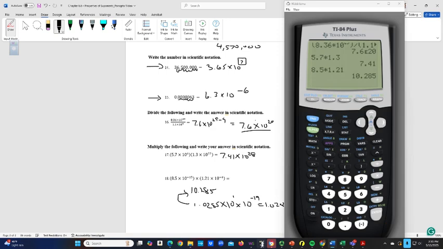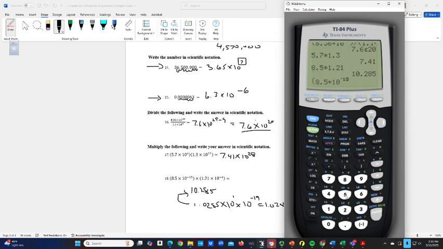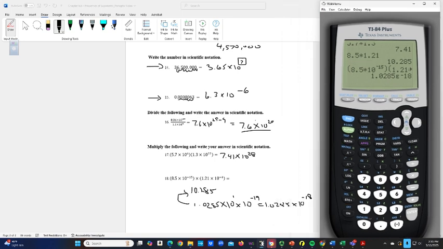Again, we can use our calculator to check this. 8.5 times 10 raised to the negative 15. Remember, use your negative button, not your subtraction button. And that's going to be times 1.21 times 10 raised to the negative 4. Equals, and we get 1.0285 times 10 to the negative 18.